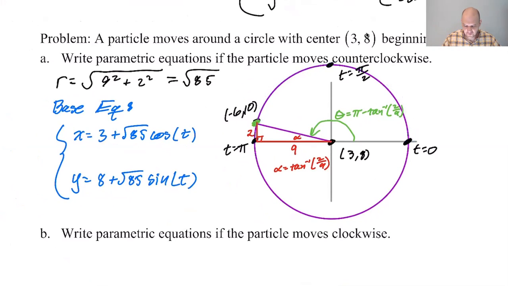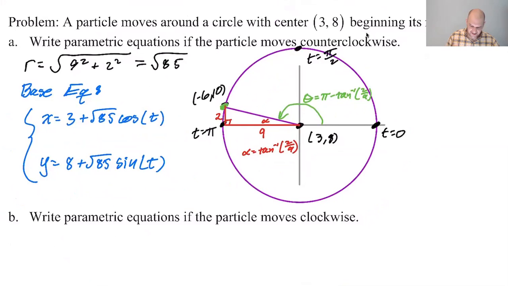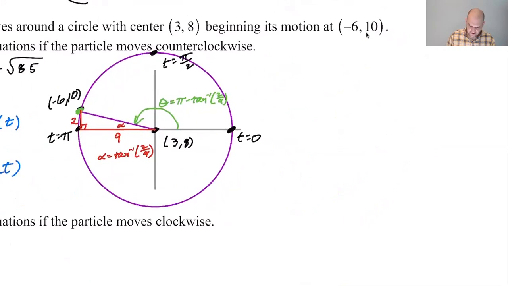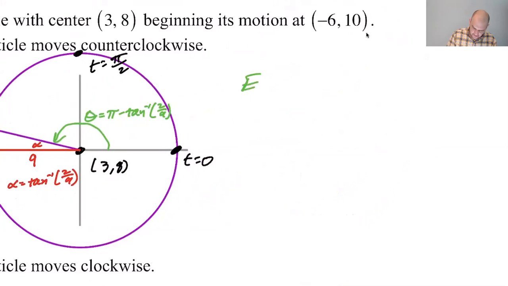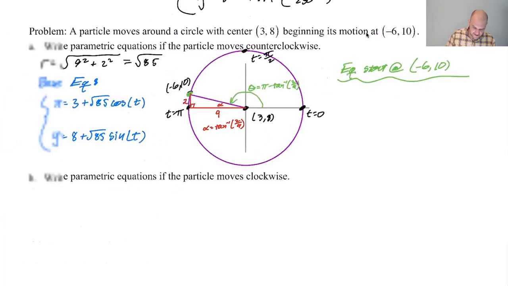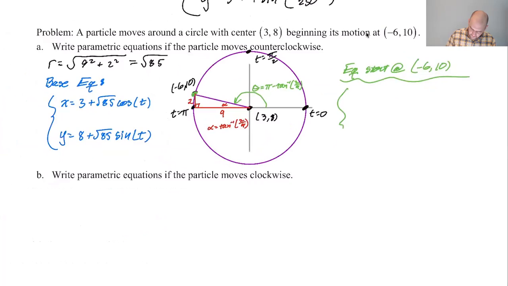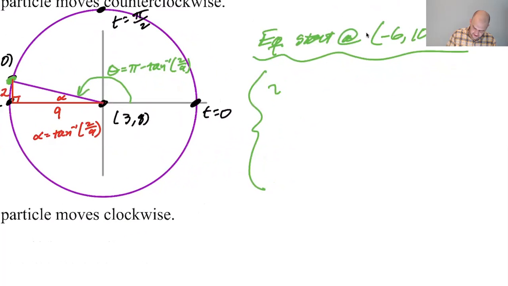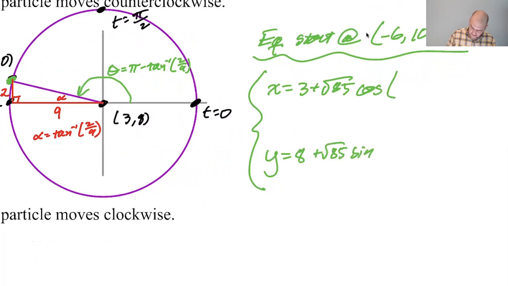So here's how we can modify our equations to make this actually work. Over here, I'm going to say equation starts at (-6, 10). So we needed to do all that work. We're going to take our base equation and modify it just a tiny bit. x is 3 plus radical 85 cosine of something. And then y is 8 plus radical 85 sine of something.